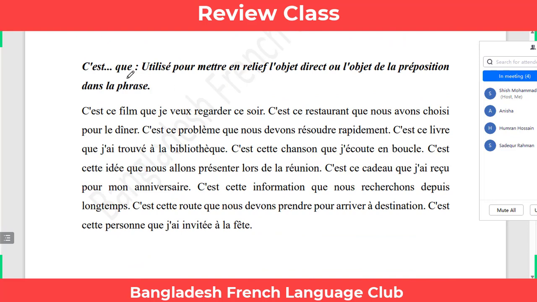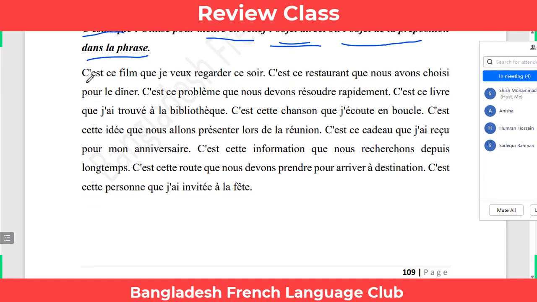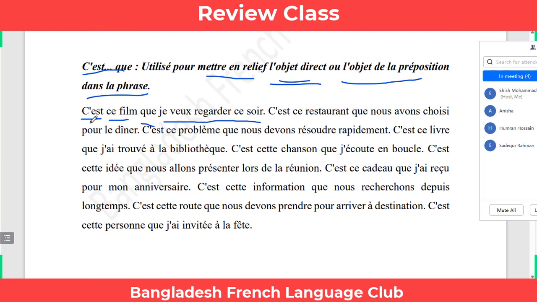Second, mettre en relief l'objet direct, or the object of the preposition in the sentence. So what does this rule demonstrate? It demonstrates the direct object or the object with the preposition. C'est le film que je regarde ce soir. Here, film is the direct object. So c'est le film que, that's why you are emphasizing.